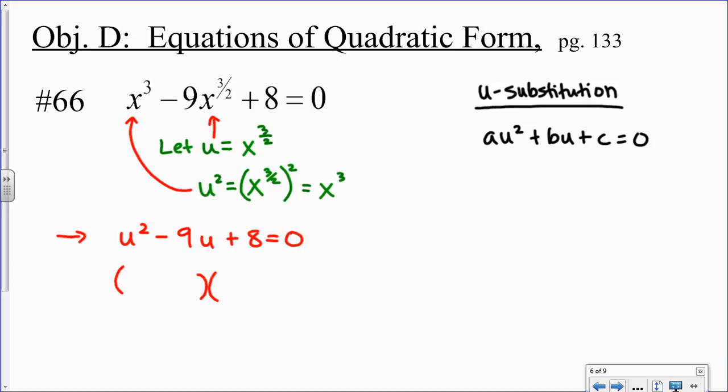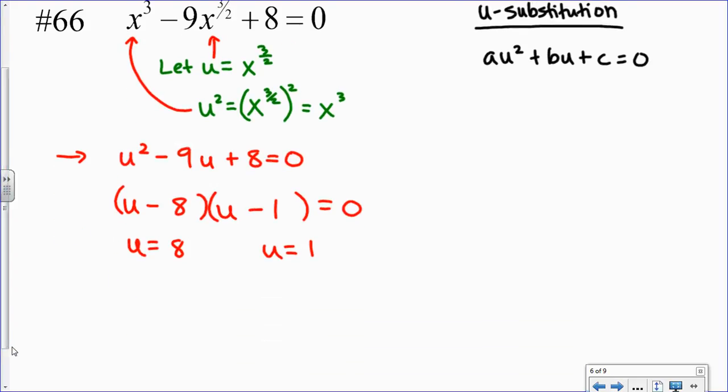So let's factor it. Multiply to be positive 8, adds to be negative 9. Negative 8 and negative 1. So u equals 8 and u equals 1. Are we okay with the solving in red? But my variable was not u. What should I be solving for? So now I can back substitute, resubstitute, and put in my x.